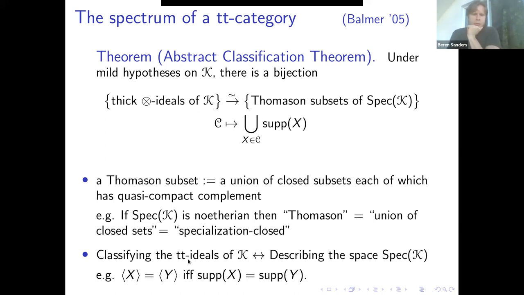And maybe just to hammer home what I was saying a couple of slides ago: under this classification theorem, two objects X and Y generate the same thick tensor ideal precisely when their universal supports are the same. So two objects are equivalent in this weak sense that I mentioned before precisely when they have the same support.